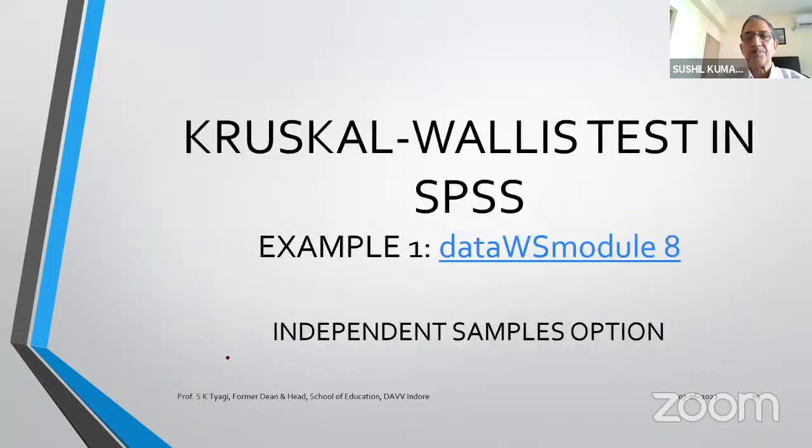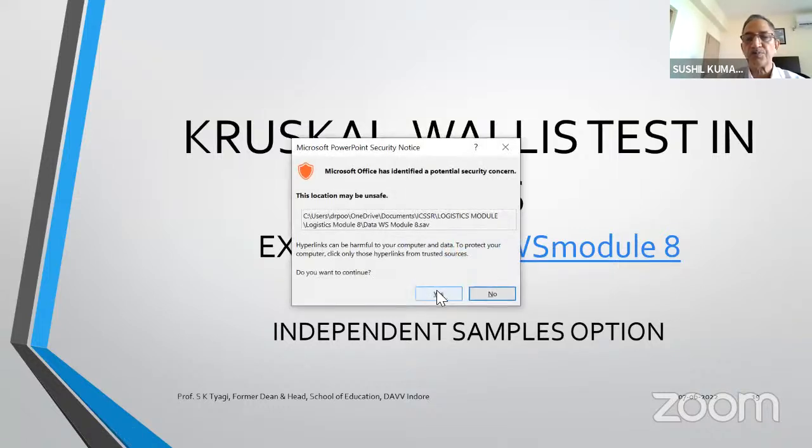Now we take up one example where you will find there is no difference among groups. So first I take a simple example where there are no differences. Then I will be taking up another example where there are differences. So this is the first kind of example where the null hypothesis is not rejected.